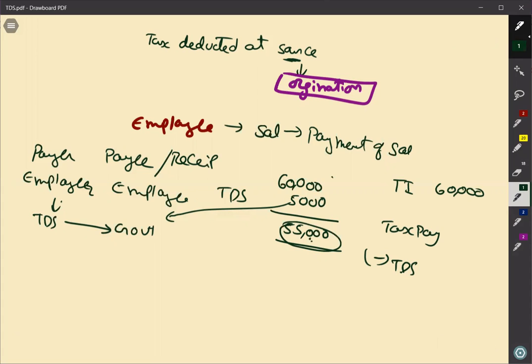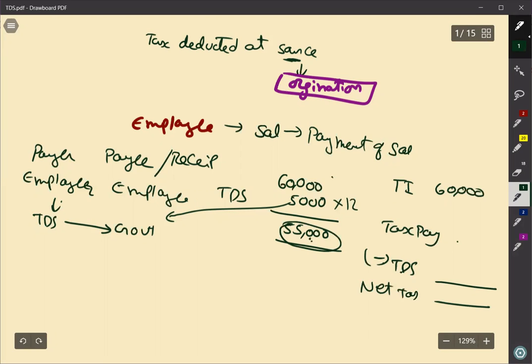On that I will compute the tax. From that tax, I will reduce what the employer is deducting every month, 5,000. So 5,000 into 12. From this I will reduce the TDS. The balance is called the net tax liability. So that is the base of determination of this. So that's the background behind tax deducted at source.